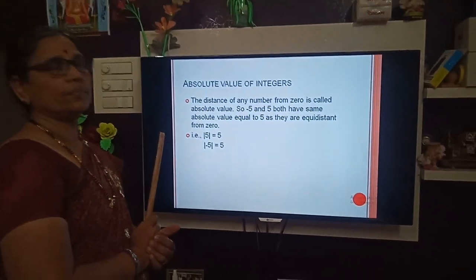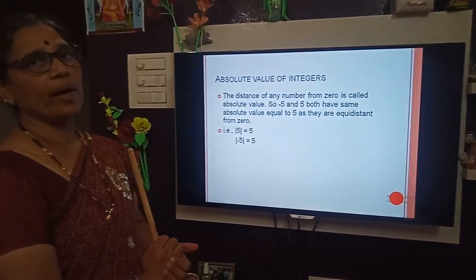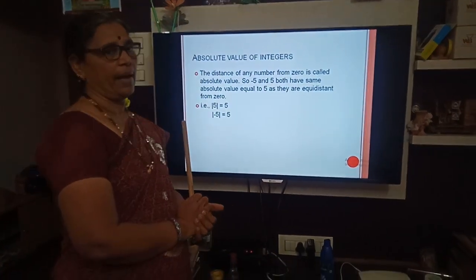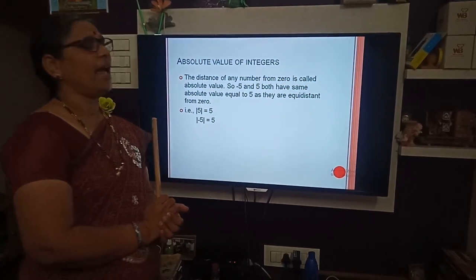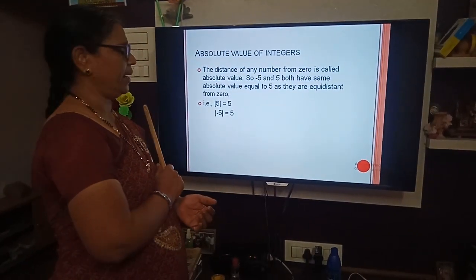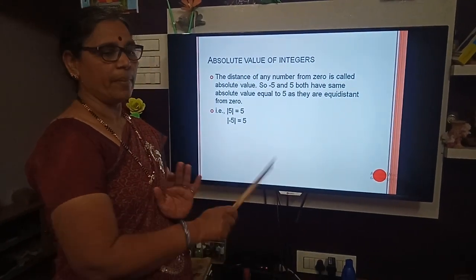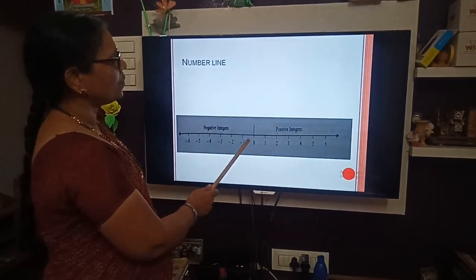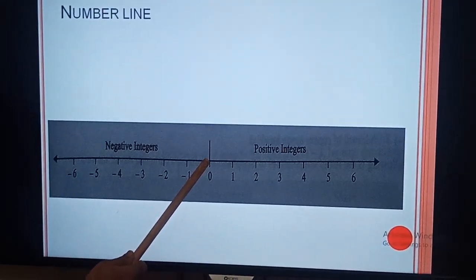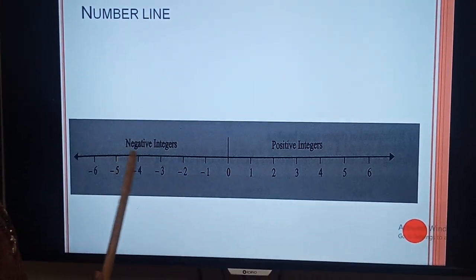Here is a term, absolute value of integers. What is the meaning of absolute value? When we observe the number line, we see that every number, I mean positive as well as negative, both are at the equal distance from 0. You can observe here. 0 to 1 is how much distance? 0 to -1 is also at the same distance.